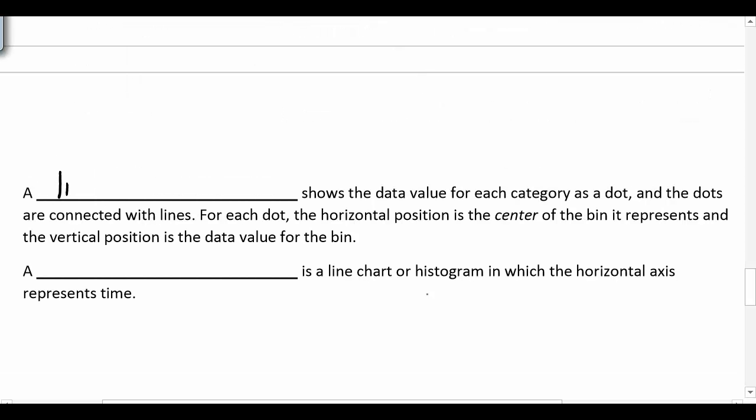Okay, a line chart shows the data value for each category as a dot, and the dots are connected with lines. For each dot, the horizontal position is the center of the bin it represents, and the vertical position is the data value for the bin. A time series graph is a line chart or histogram in which the horizontal axis represents time.